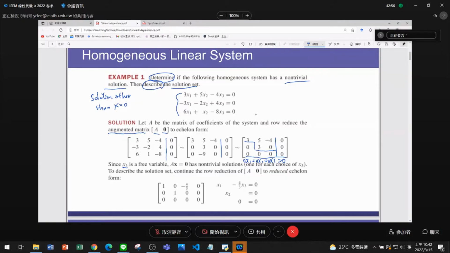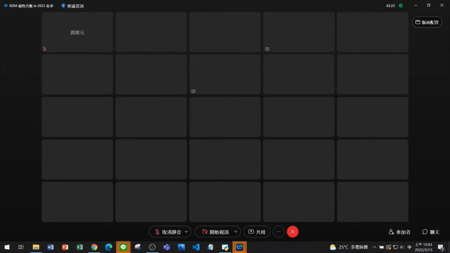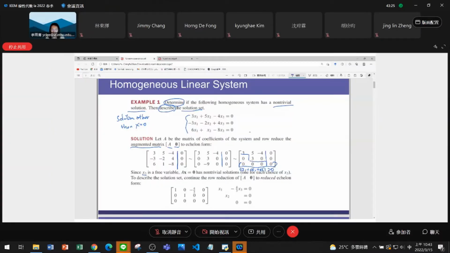Here we can say there are no other restrictions related to x3 in terms of the third row. And since x3 is a free variable, we have, according to the previous fact we stated here, if we apply this theorem.